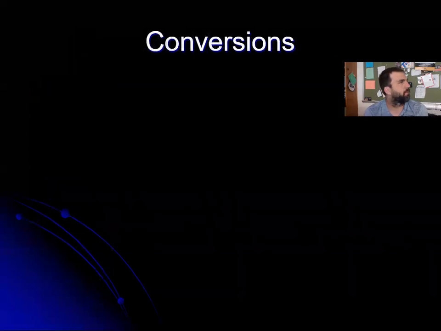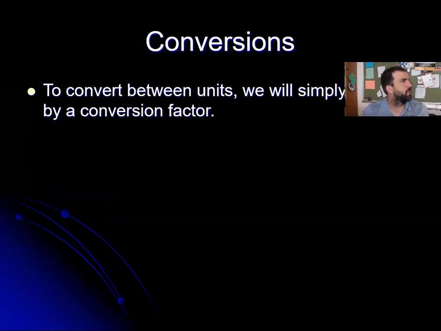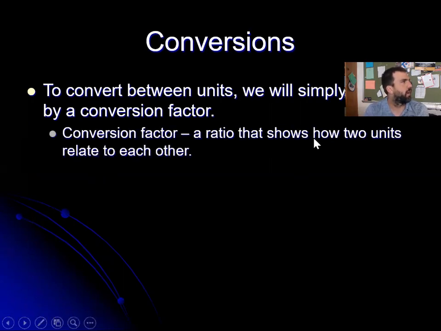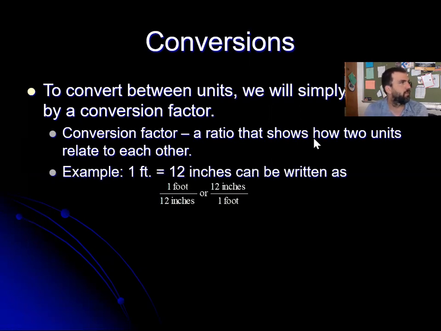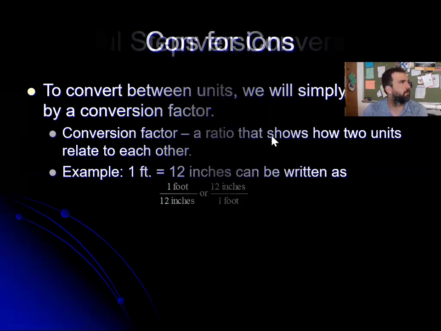So we're going to talk today about converting things. So conversions, we simply multiply by a conversion factor. It's a ratio that shows how two units are related to each other. Example, conversion factor, 1 foot equals 12 inches. So you write 1 foot over 12 inches or 12 inches over 1 foot, depending on which way you want to go. It's the same thing. We won't do a lot of non-SI conversions, non-metric conversions, but we will do some.